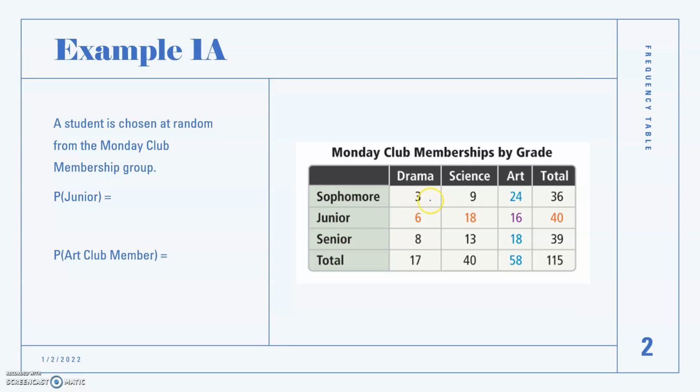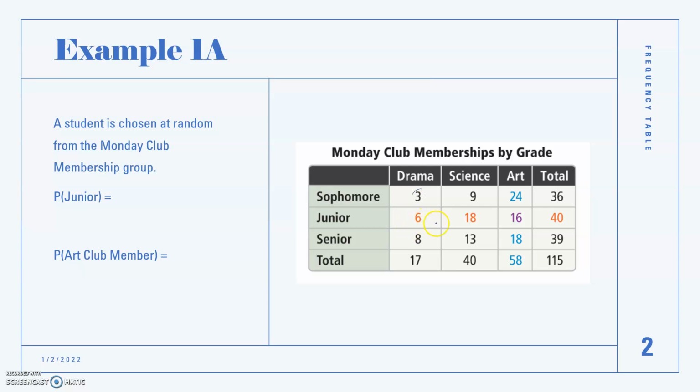This is a frequency table. It's a table that lists a combination of information. So I know from this table that I have 3 sophomores in drama, 6 juniors in drama, 8 seniors in drama, and 17 kids in drama altogether. This tells me about drama, science, and art club, and they're saying I'm going to choose somebody randomly. What's the probability that they're a junior?